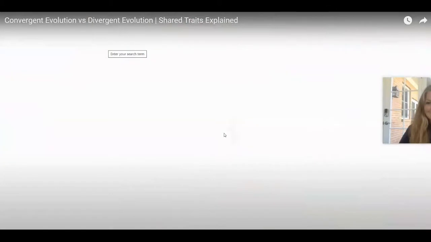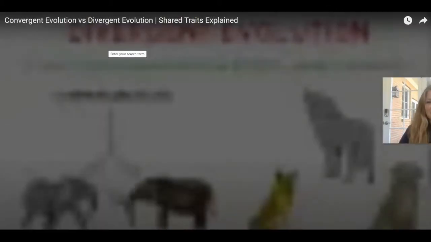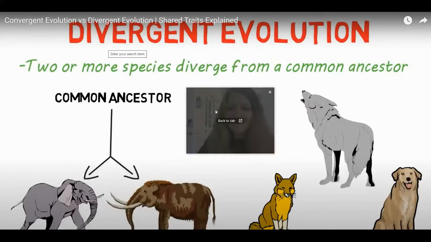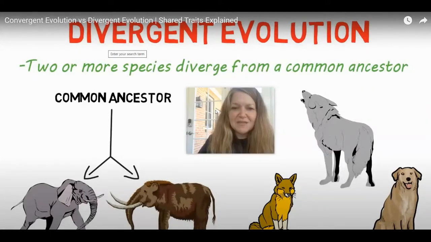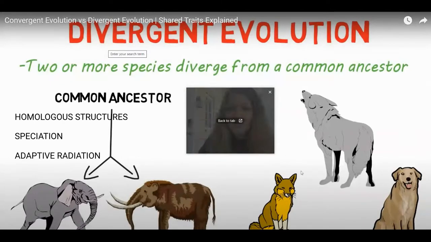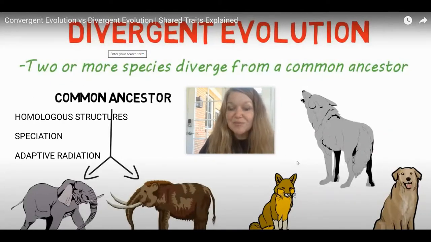Now let's contrast this. Okay, so let's go back to divergent evolution here. So, divergent evolution, what are some other terms that we're missing from this little video clip? It means that there's a common ancestor. So, under divergent evolution, we have speciation, we have adaptive radiation, all of these things, homologous structures. These are things that you need to write down because these terms also fall under divergent evolution. Remember, homologous structures mean there is a common ancestor.